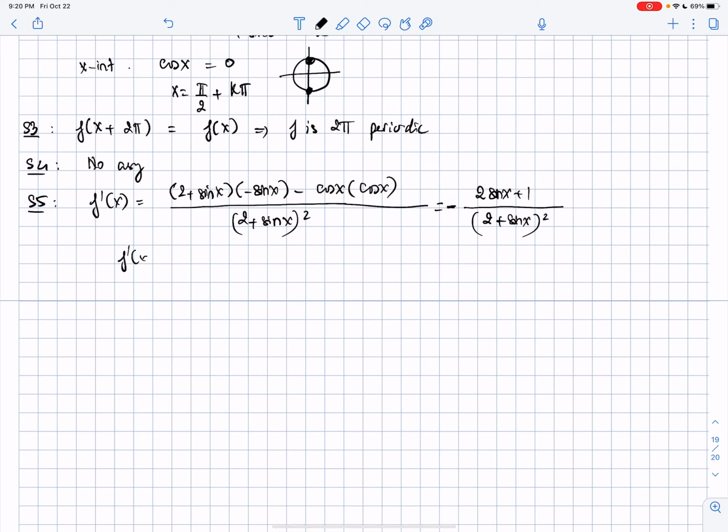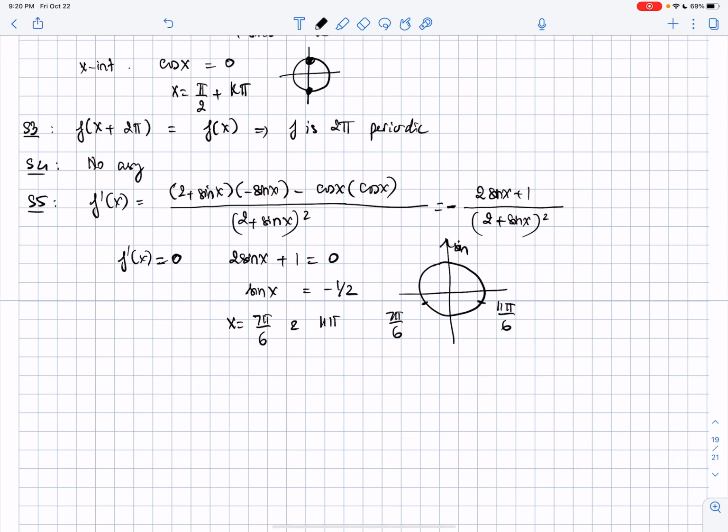So f prime of x equals 0. The bottom cannot be 0. So to find the critical points, we just need to set the top equal to 0 and find the value of x. So sine of x is negative 1/2. So let's draw the unit circle. We have this point right here, which is 7 pi over 6, and 11 pi over 6 will give sine is negative 1/2. So x equals 7 pi over 6 and 11 pi over 6.